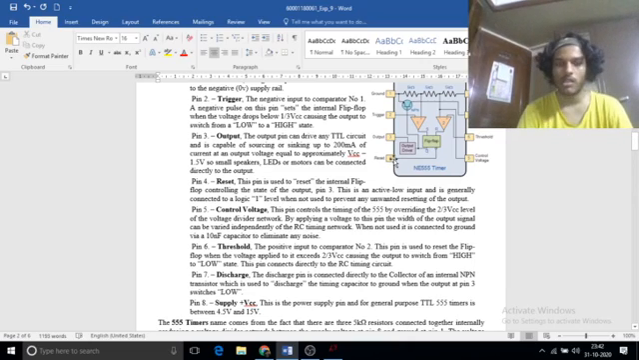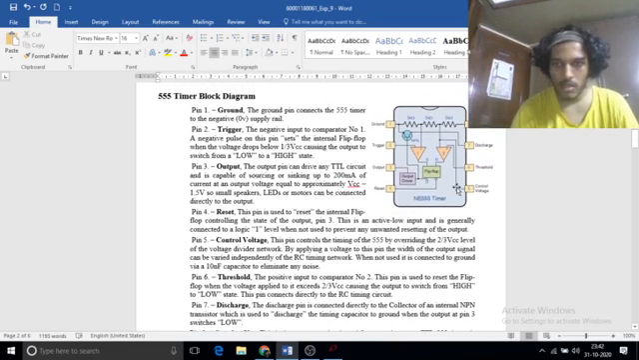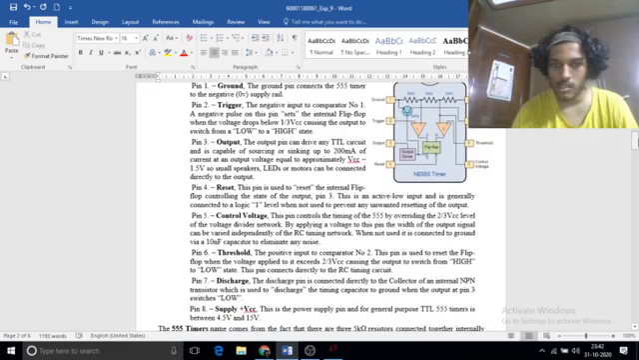The fourth pin is the reset pin. This is used to reset the internal flip-flop. The fifth pin is called the control voltage pin. This pin can be used to control the timing of the IC.